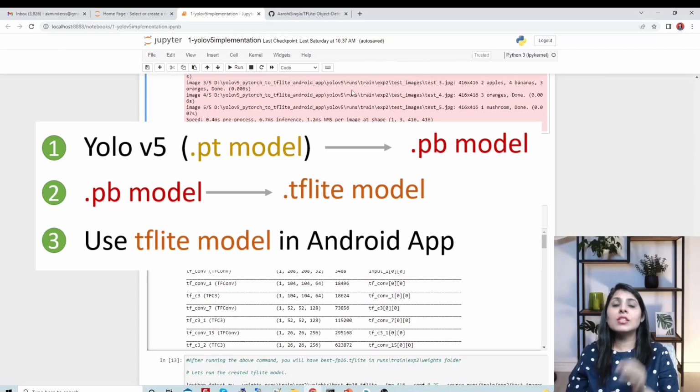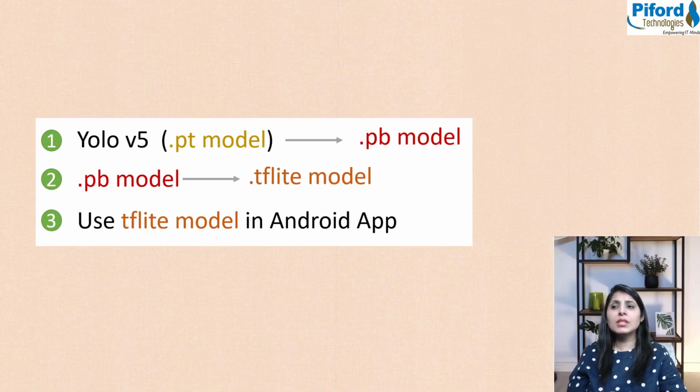TensorFlow model means .pb model. .pb stands for protobuf, and in TensorFlow this protobuf file contains the graph definition as well as the weights of the model. So our task is to convert the .pt model into a .pb model, and this .pb model simply stores the graph definition and weights of the TensorFlow model.